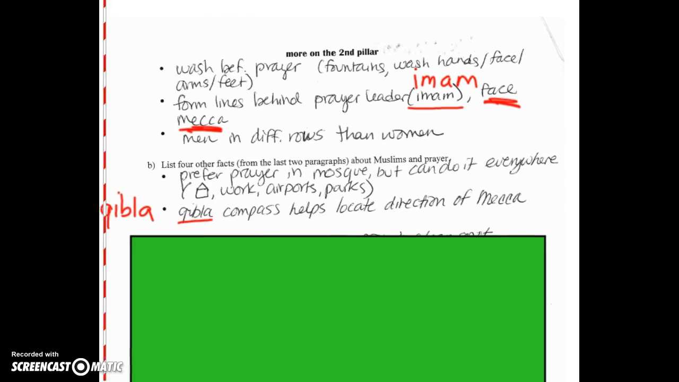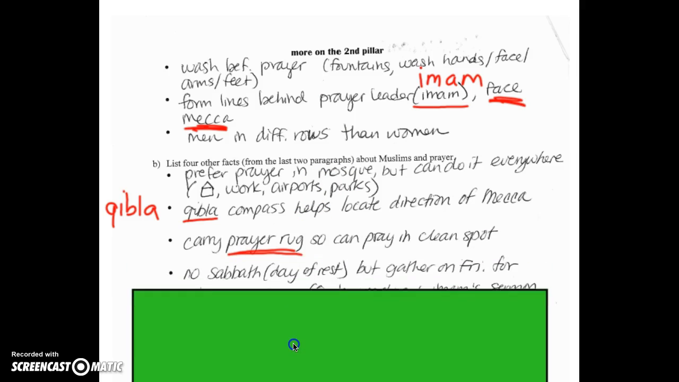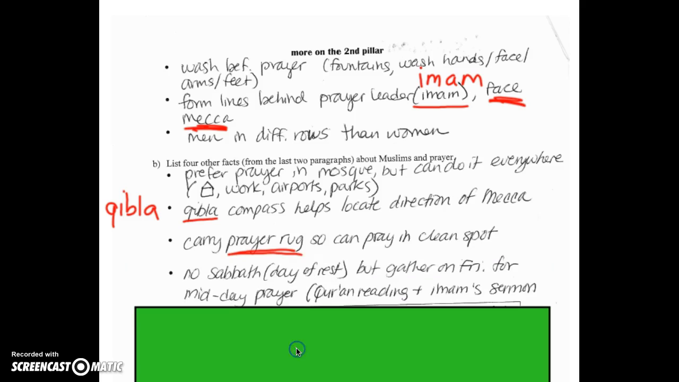So you can read Qibla a little better, Q-I-B-L-A. So it's Arabic. So in English we need a Q-U, but in Arabic that's not needed. So the word is Qibla compass. We have info about prayer rugs. That's important. There's no Sabbath, like Christians consider Sunday the Sabbath, but Muslims do not have a Sabbath. All right, so that's it for the second pillar.